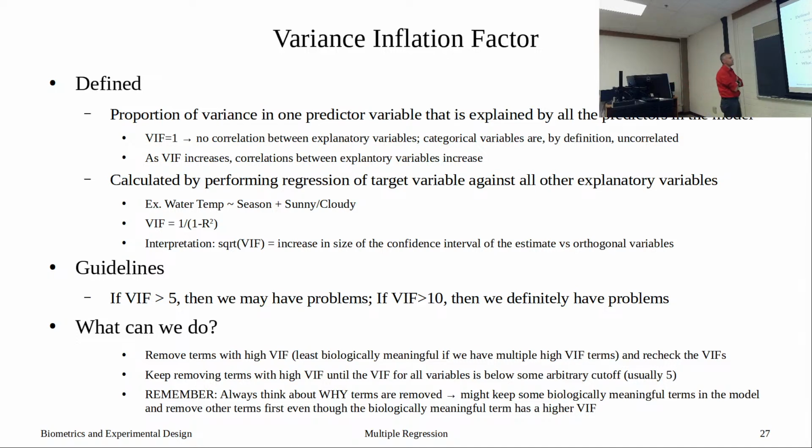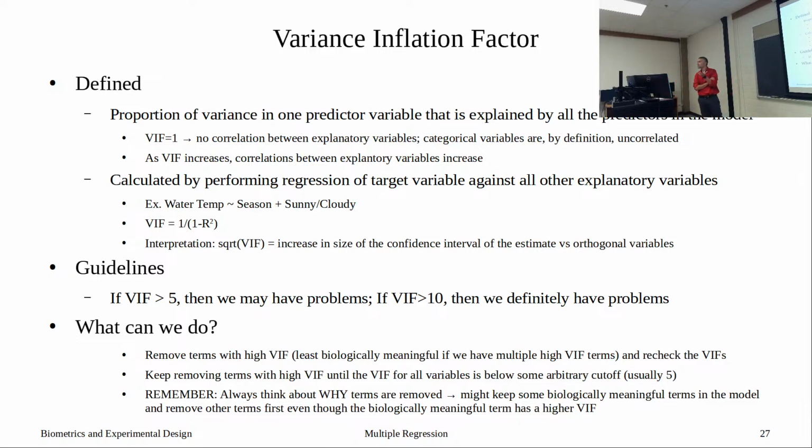So what do we do if we see variance inflation factors that are greater than 5? What we can do is remove the terms with the highest variance inflation factors and then recheck our model and the VIFs. And hopefully, we're removing the least biologically meaningful one first if we have high ones. So this isn't a case of starting with the highest VIF first and working backwards. No, you look at all the VIFs that are greater than 5 and say which one is the least biologically significant.